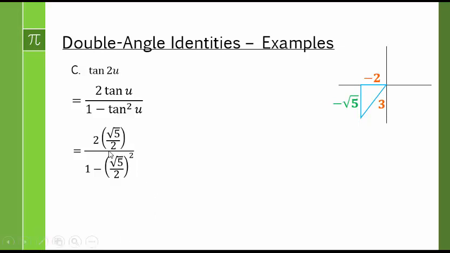We multiply in the numerator, that gives us square root of 5, and we square in the denominator to give us 5/4. 1 minus 5/4 gives us a negative 1/4 in the denominator. Remember, when you divide by a fraction, you change it to multiplication by the reciprocal, and we get a final answer of negative 4 square root of 5.